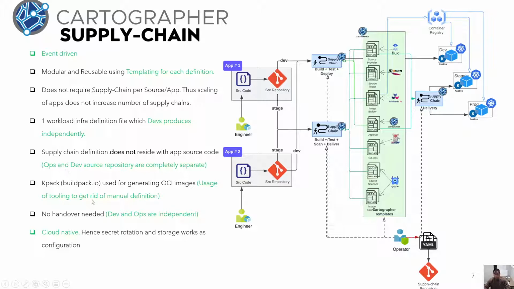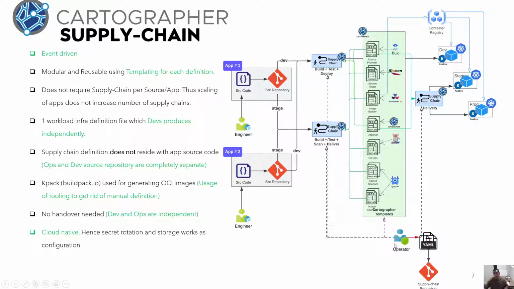Then we are getting rid of the Dockerfile by using something called kpack, which is the Kubernetes implementation of buildpacks.io. That does not require a Dockerfile. In fact, buildpacks are more secure than writing a Dockerfile. So I can get rid of the whole Dockerfile overhead by using something like buildpacks.